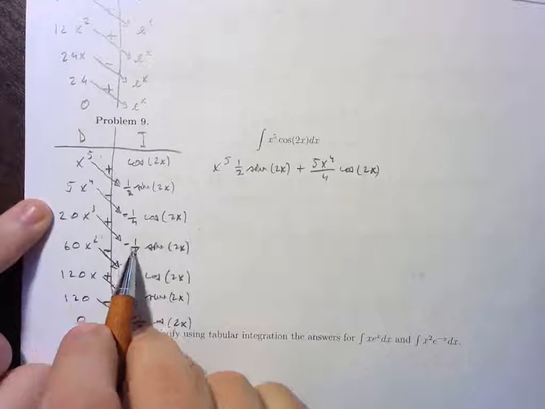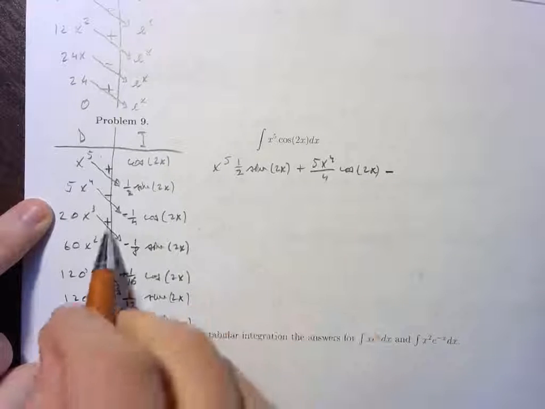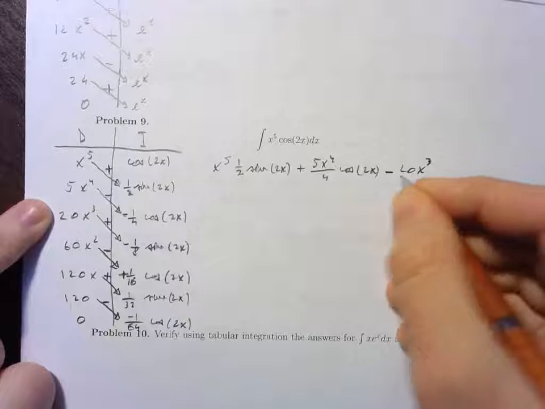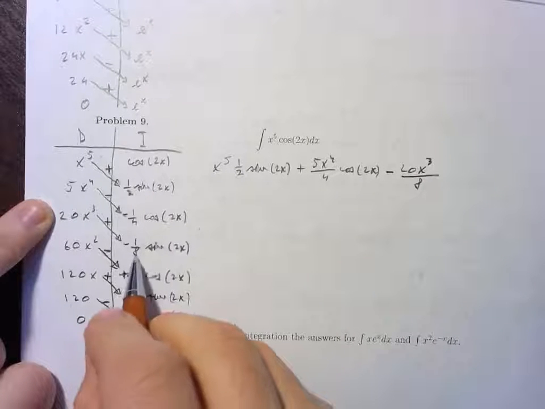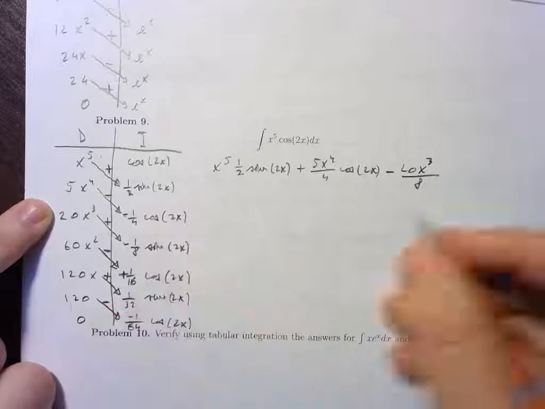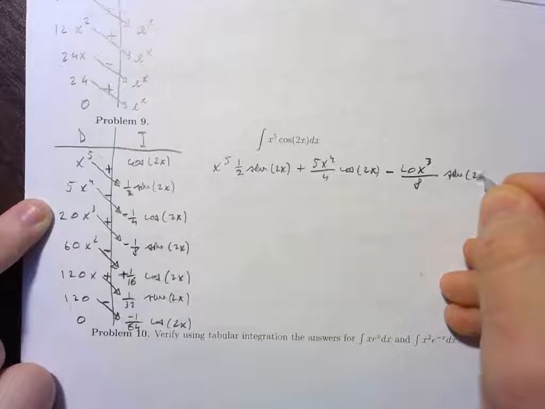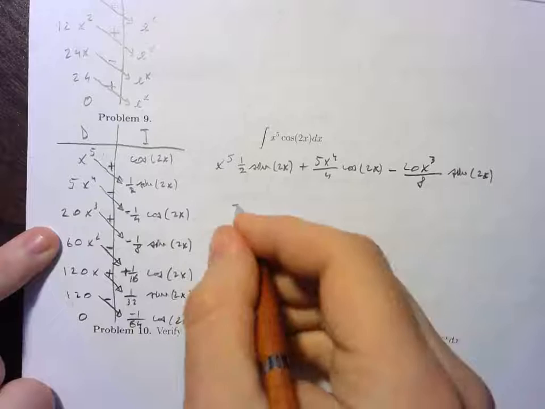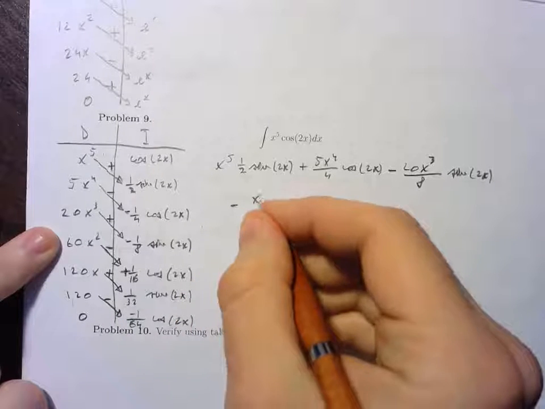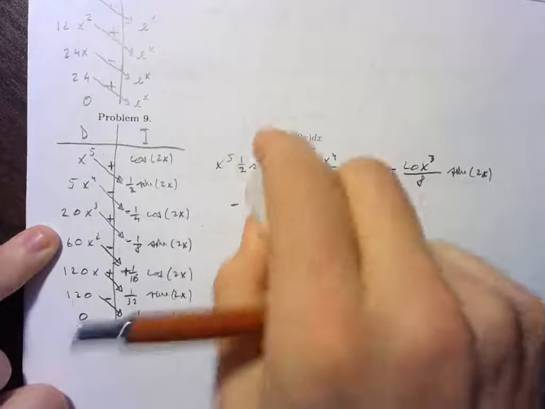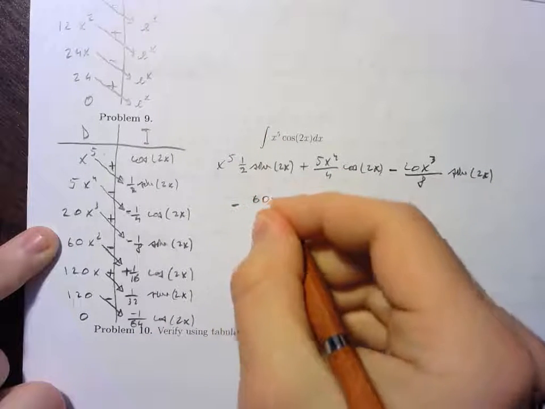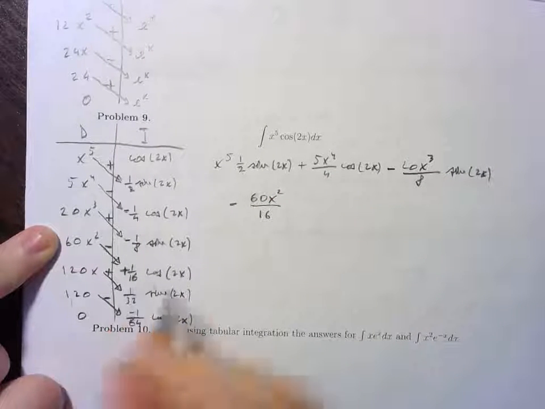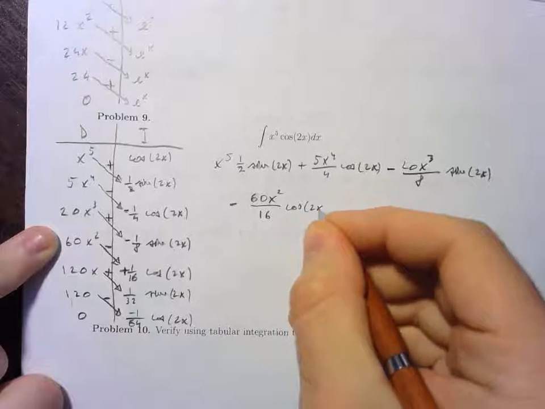Then the next term, plus here, but that's negative, so it's actually going to be a negative, right? I just multiply these two things. 20x cubed over 8. The 8 coming from the denominator here, sine of 2x. Then the next term is going to be negative 60x squared divided by 16, because that's there, cosine of 2x.